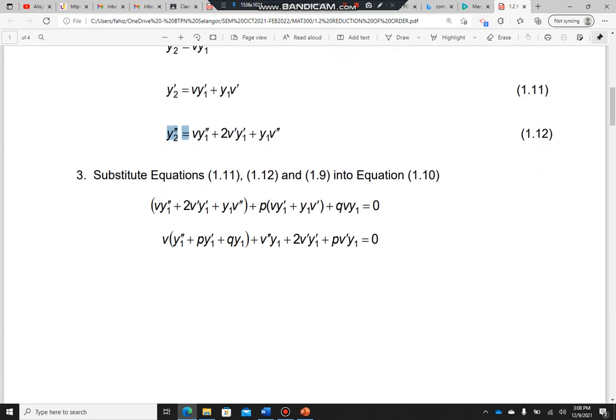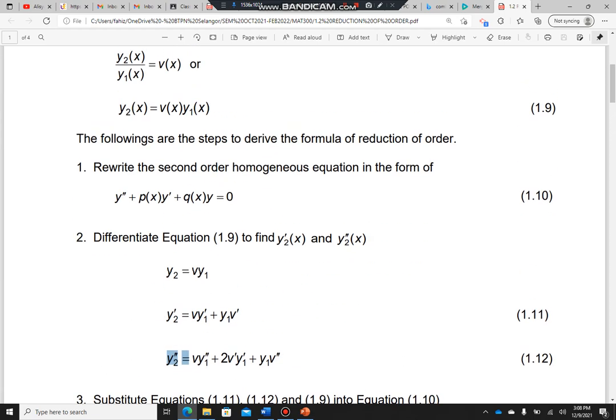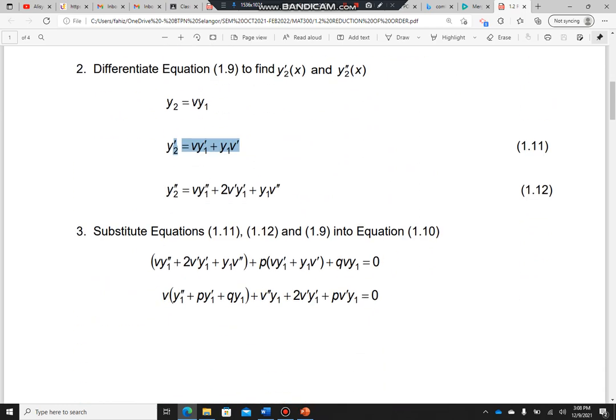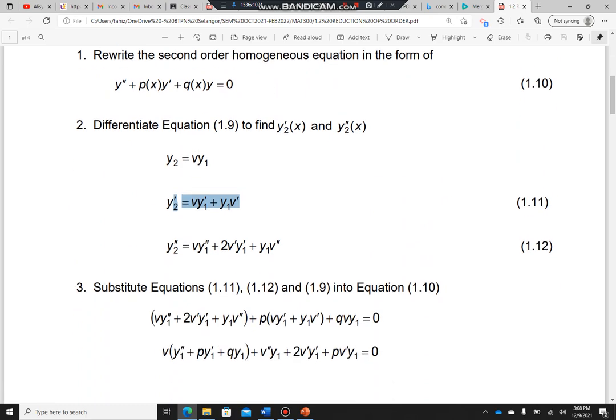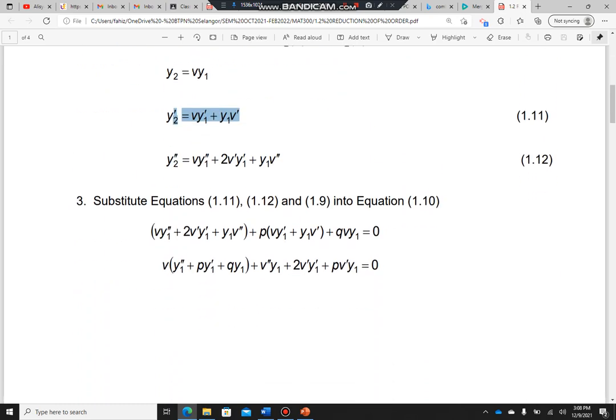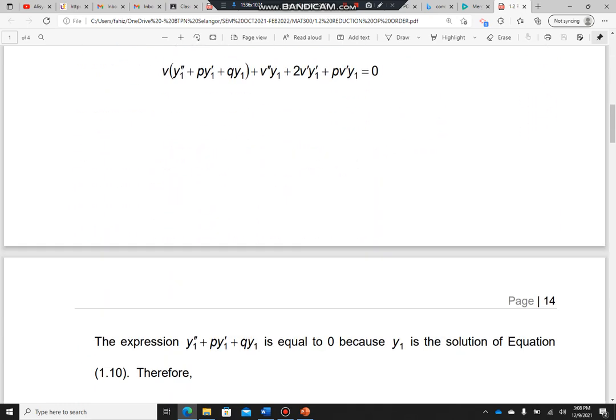Next, after we differentiate, substitute equation 1.11 and 1.12 and 1.9 into equation 1.10. So kita masukkan dalam ni. So kita dah dapat tadi y'' and then y' and y. So we substitute into equation 1.10. Okay, so we get this equation.